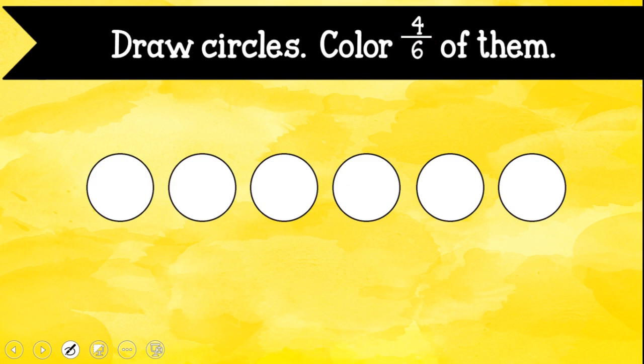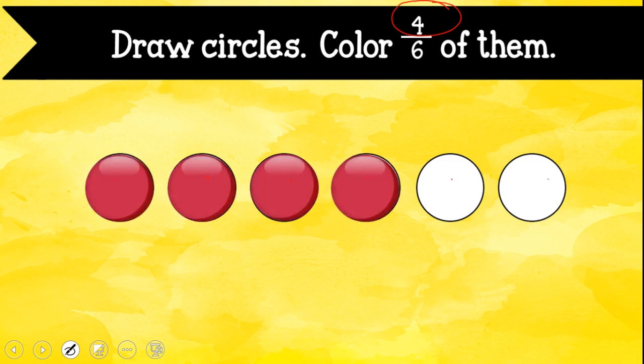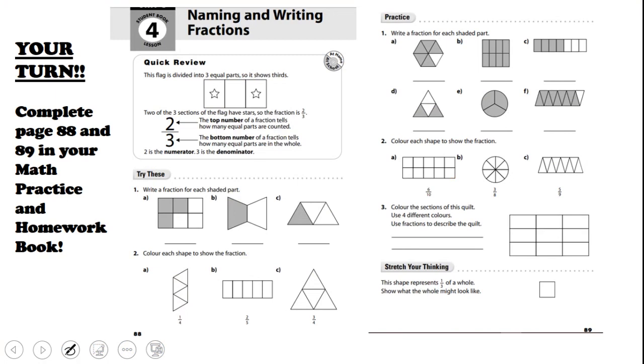Okay? Same thing. I have 6 altogether. 1, 2, 3, 4, 5, 6. And I only color 4. There you go. Those are my 4 that have been colored.